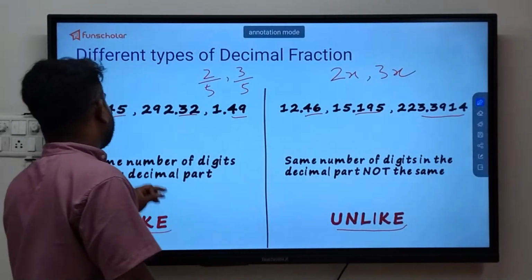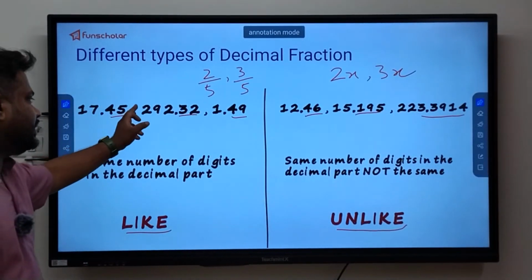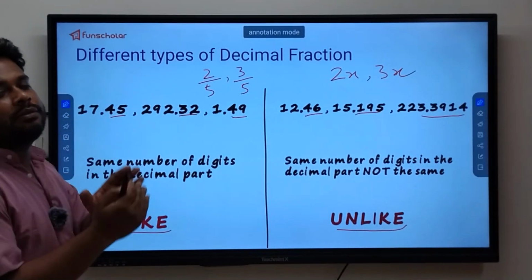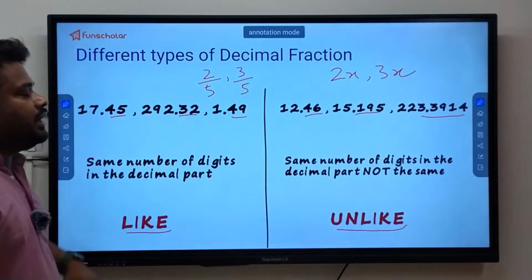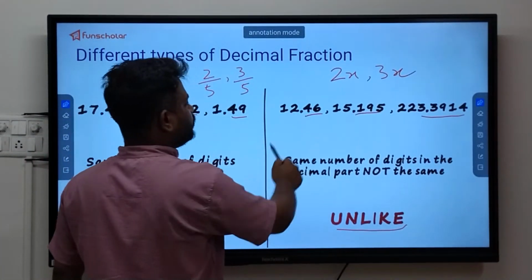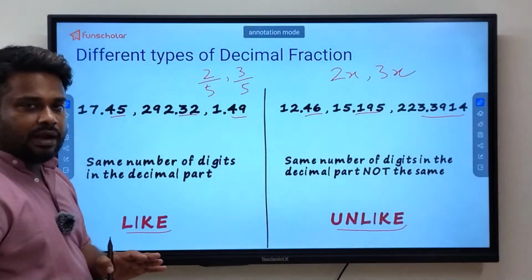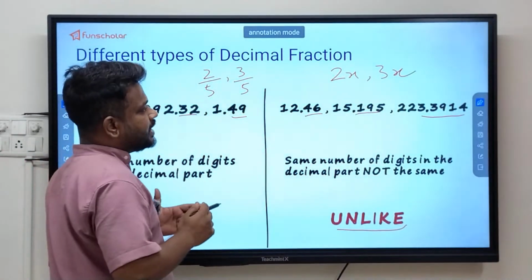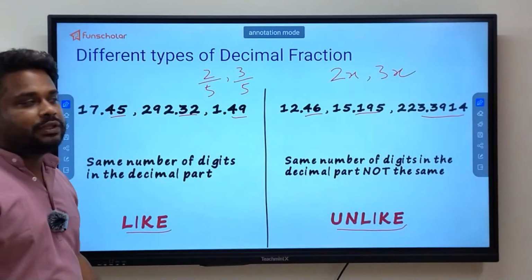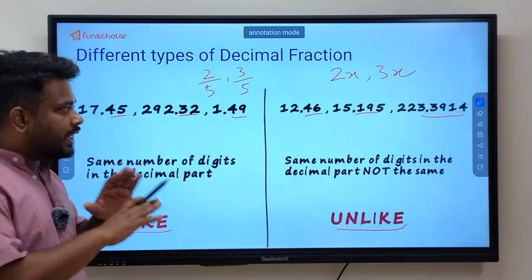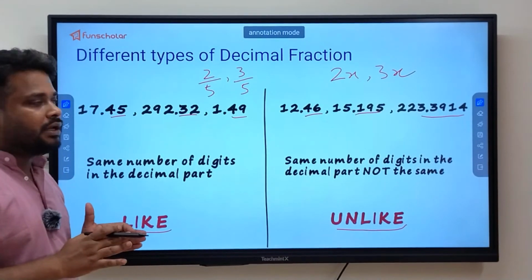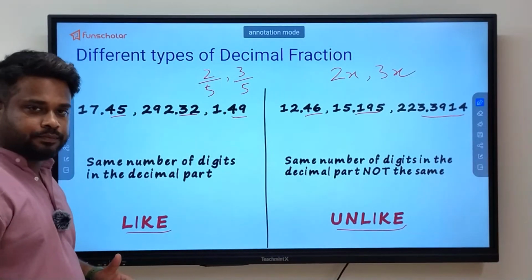Okay, as you can see, in these three numbers there are two numbers after the point, so they are likely fractions. And here they don't have any similarity. One has 2 numbers after the point, one has 3 numbers after the point, and one has 4 numbers after the point. So they don't have anything in common, and that's why they will be called unlikely fractions.